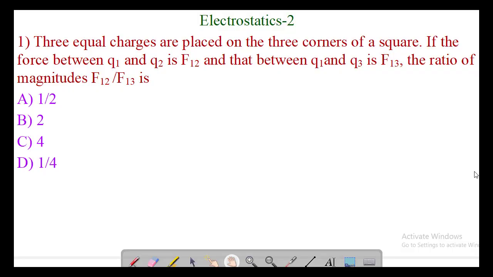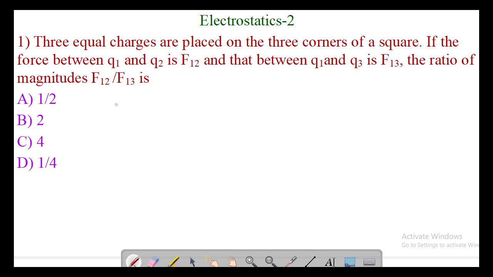Today we'll be doing Electrostatics Part 2. The first question: three equal charges are placed on the three corners of a square. If the force between Q1 and Q2 is F12 and that between Q1 and Q3 is F13, the ratio of magnitudes F12 by F13 is.